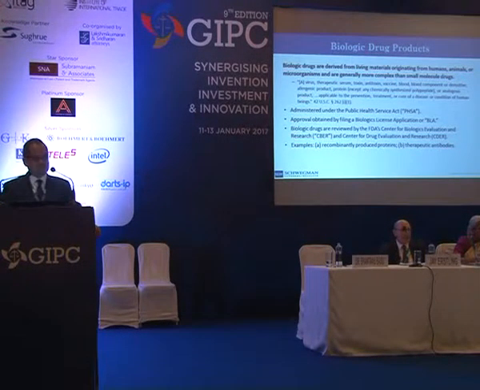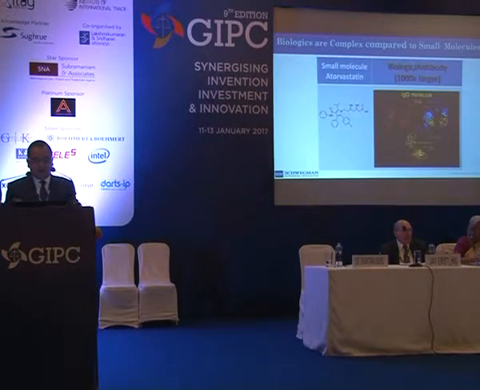Just to get the language done, the really key thing is a biologic application is known as a BLA. It's a biologics license application, and very similar to the Hatch-Waxman procedure, the biosimilars come in as an abbreviated BLA, or ABLA. So the typical biologic is a recombinant protein or a therapeutic antibody. And here is the first example of how complex this is.